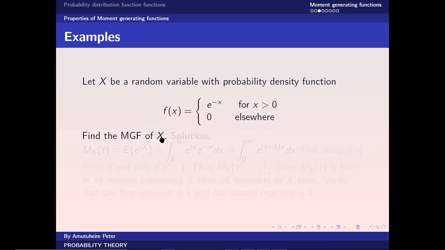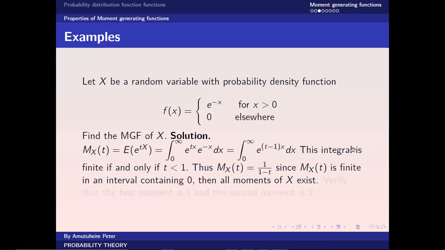So we want to find the moment generating function for this. From the definition, it is equal to the expectation of e^(tx). Since the interval is from 0 onwards, we integrate from 0 up to infinity of e^(tx) times the density function. When we evaluate, the bases are the same, so we add the powers and x is a common factor, so we get e^((t-1)x).